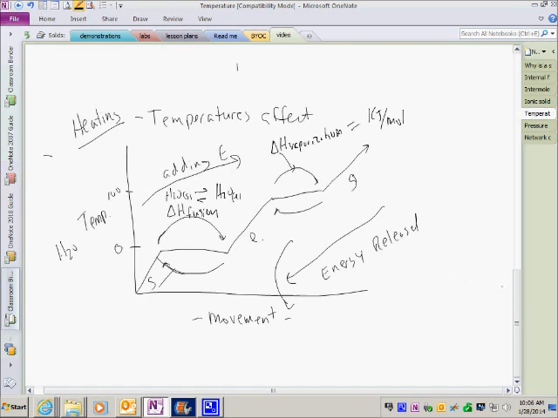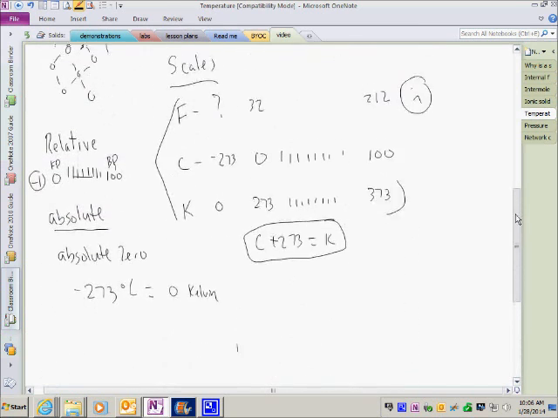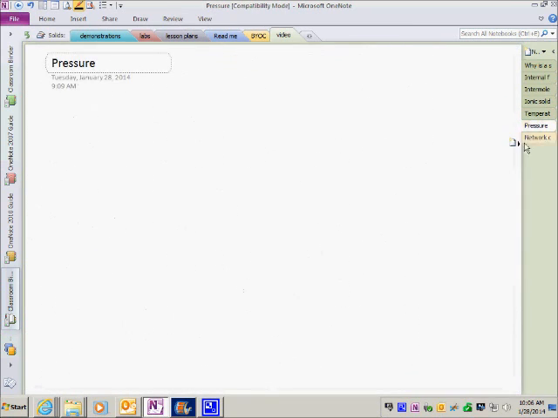But either way, our next factor we're looking at is going to be pressure. Now, pressure is something that doesn't affect solids as much, but it does have effect on them. So what is pressure? Pressure is equal to force per area.